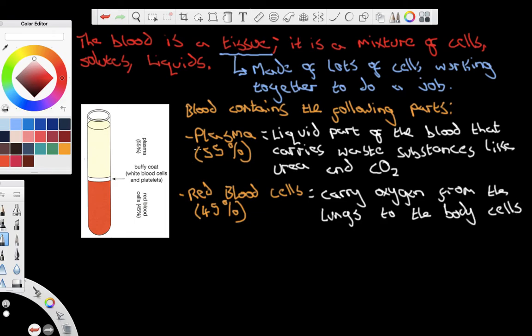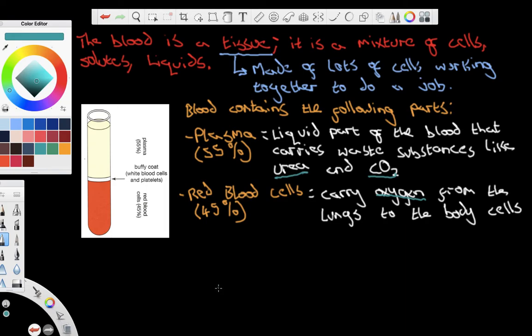So you've got your plasma, which makes up 55%, and you've got your red blood cells, which make up about 45%. Now, the keen-eyed viewers of this would be saying that 55 plus 45 is 100%, but we've still got a bit to talk about. These other two final parts make up less than 1% of your blood. They make up a very, very tiny amount of your blood, so it's hard to quantify them without using decimals. So far we've got that the plasma carries waste substances like urea and carbon dioxide. I'm going to underline those because those are very common questions. We've got red blood cells, which carry oxygen from the lungs to the body cells.